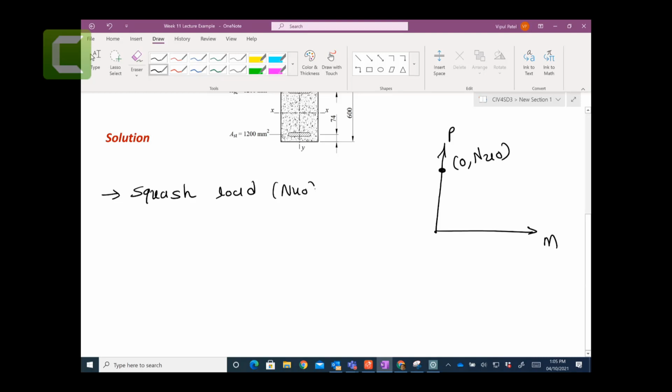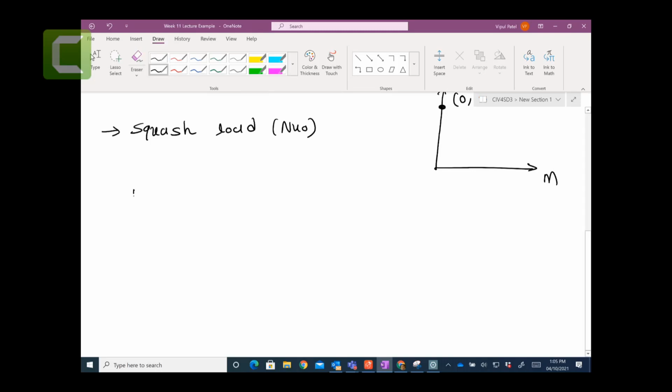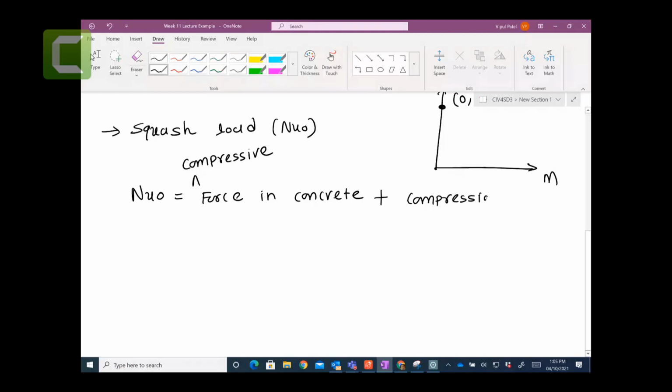And that is NUO. Right, so finding the squash load is quite simple. It's just the addition of our concrete force and our steel force. So basically the force in concrete, and this is a compression force, by the way, because a column generally is under axial load with no bending, no tension. Then you have a compression force in steel. So that is easy. We need to add them together.